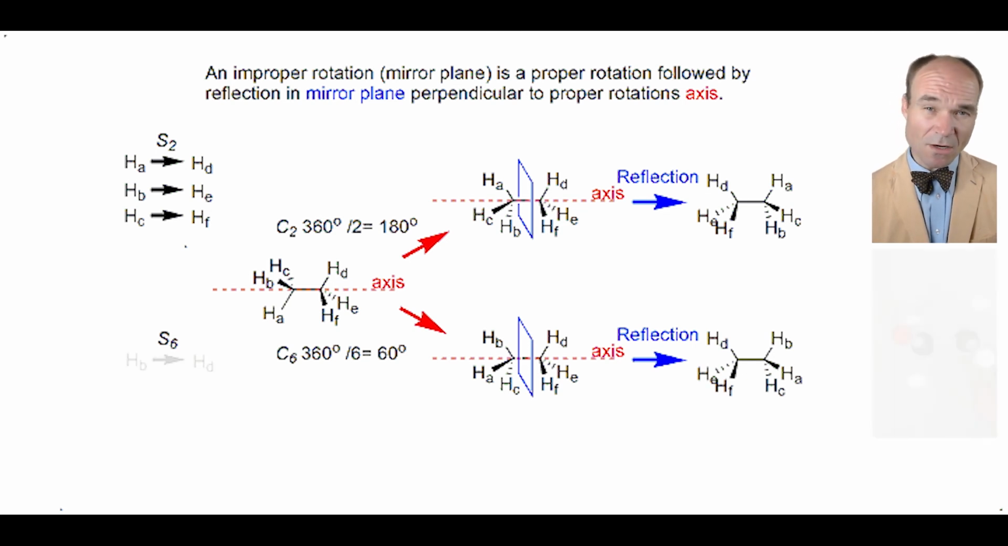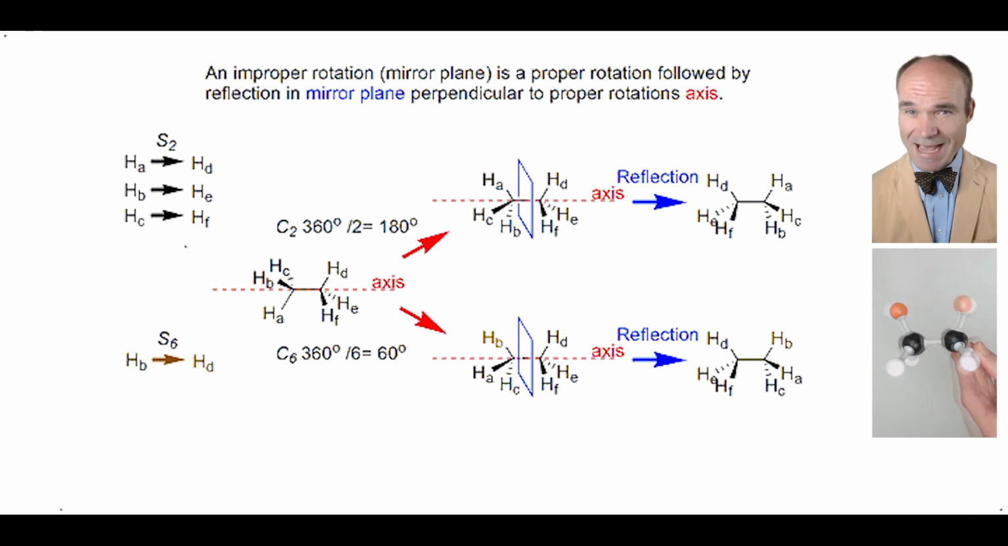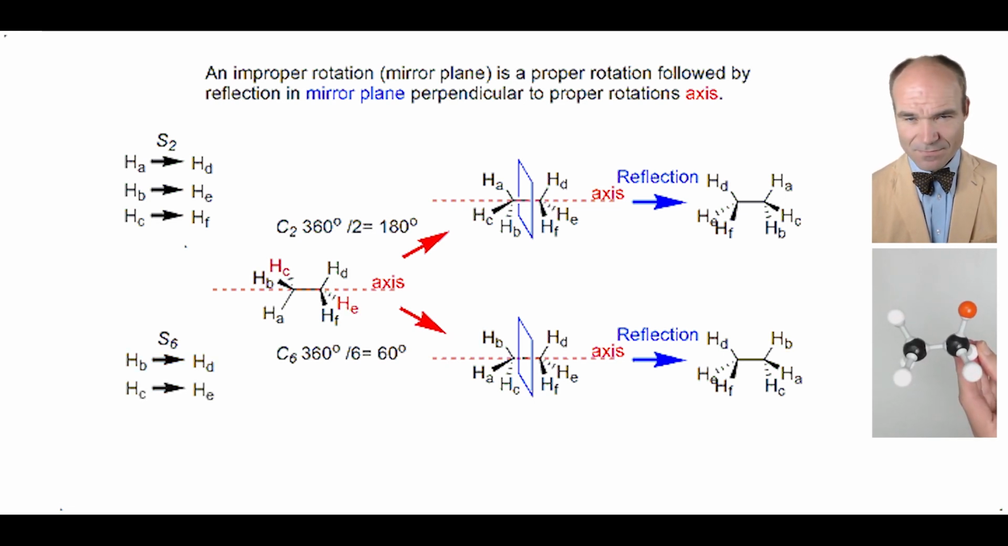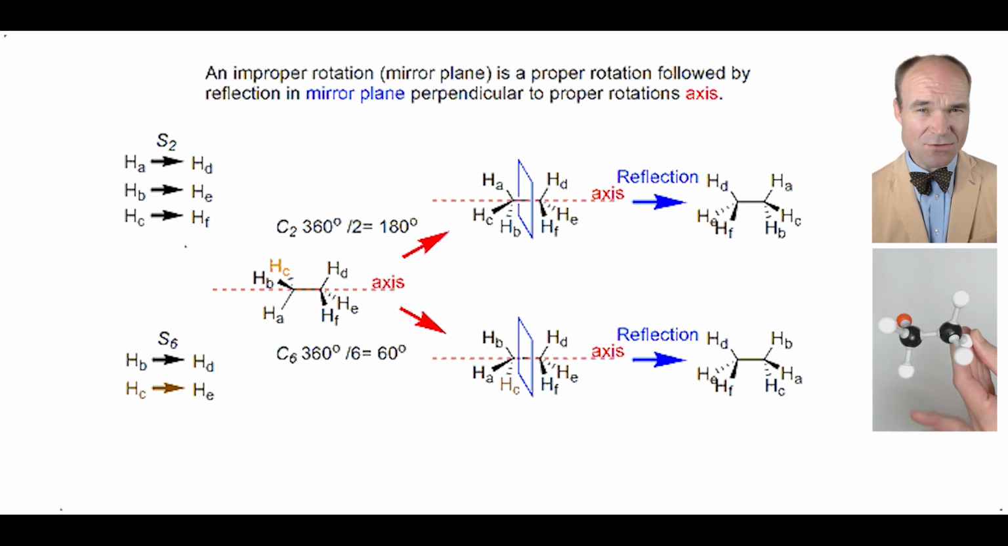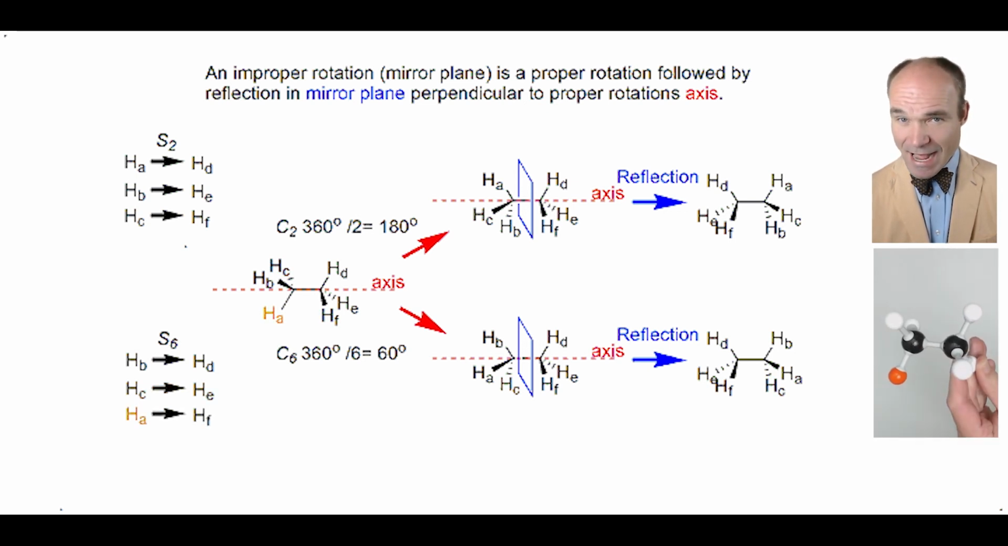The consequence of S6 upon HB is that it adopts the HD location. HC is relocated to HE, and HA moves to the HF position.